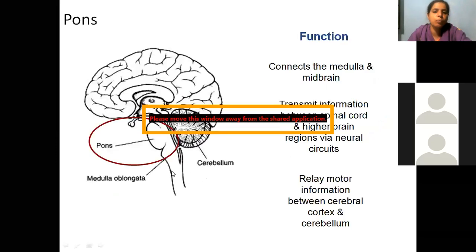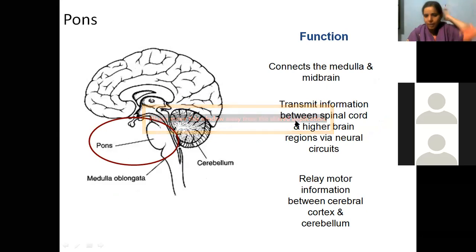Okay. So once you are done with midbrain, now we are moving to pons. Pons is actually called a bridge, which is connecting midbrain to medulla oblongata. It is present between midbrain and medulla, so this is called a bridge. It is transferring the information between spinal cord and the higher centers in the brain.